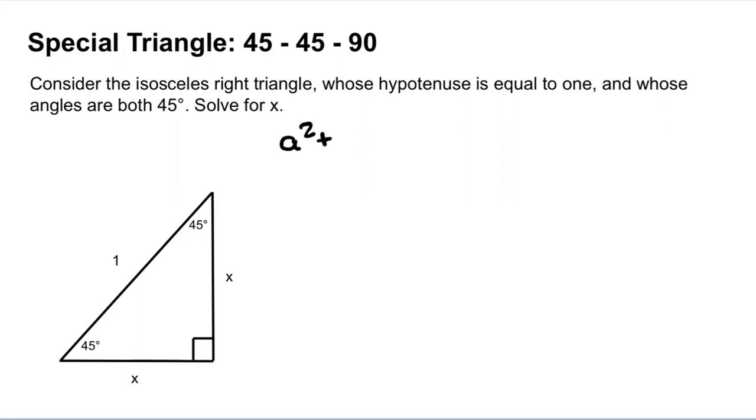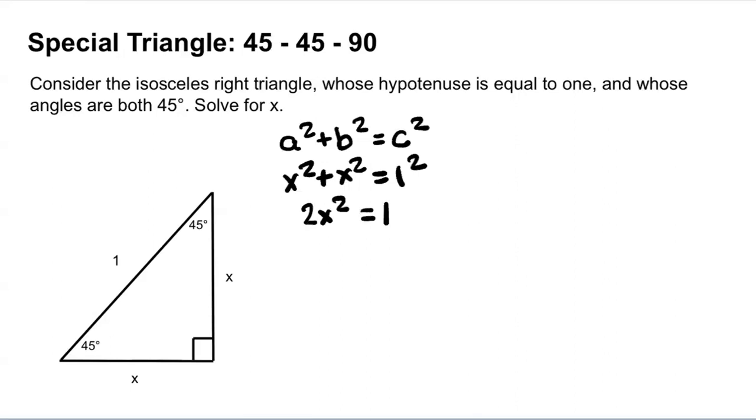Our a squared plus b squared is equal to c squared. And so we're going to have x squared plus x squared is equal to 1 squared. This is how we're going to find our unknown side length of x. We simplify this to get 2x squared is equal to 1. We divide both sides by 2 to further isolate x, and get x squared is equal to 1/2. Now to deal with that exponent, we take the square root of both sides.